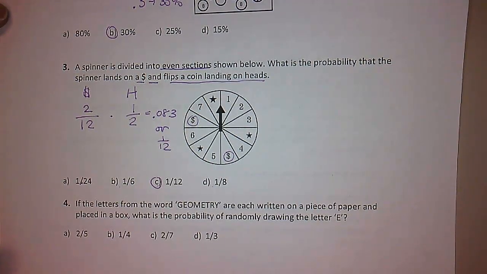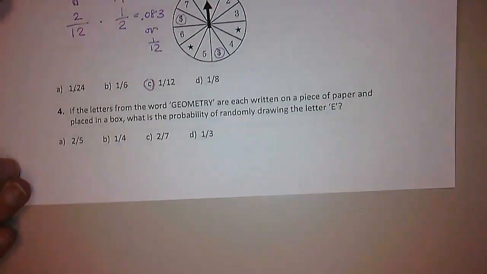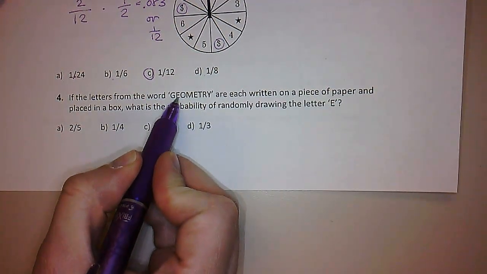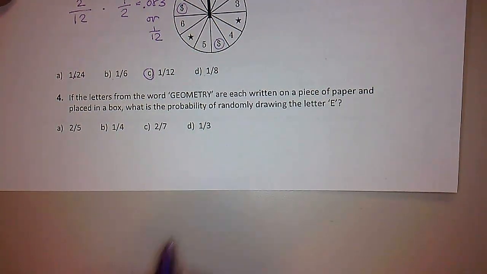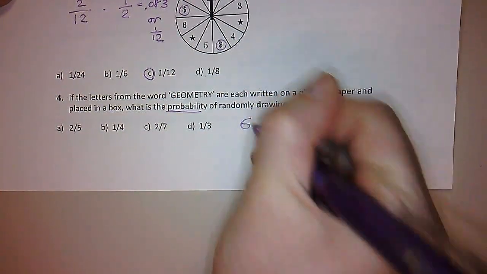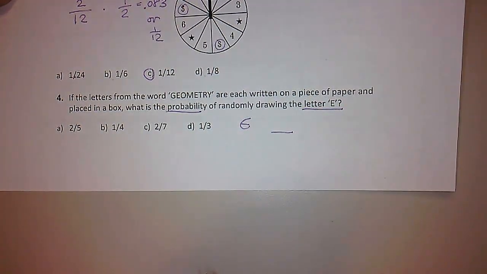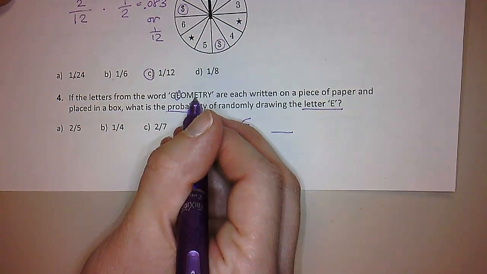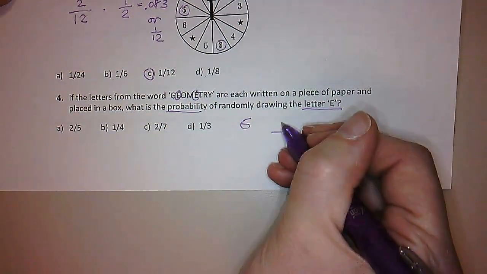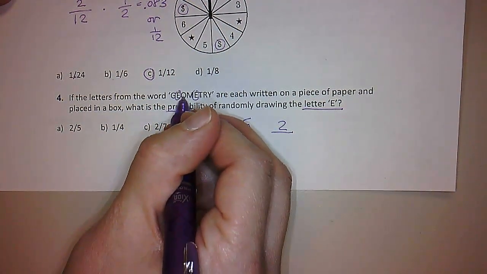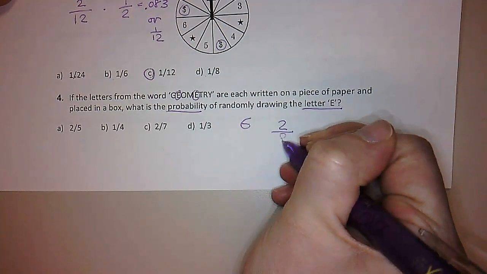Okay, let's move on to number 4. Number 4 says, if the letters from the word geometry are each written on a piece of paper, so each letter gets its own piece of paper, and it's placed in a box, what is the probability of randomly drawing the letter E? So I need the number of E's over the total possibility of letters. So let's count the E's. I've got 1 E, 2 E's. Out of the total number of letters, 1, 2, 3, 4, 5, 6, 7, 8, 2 out of 8.